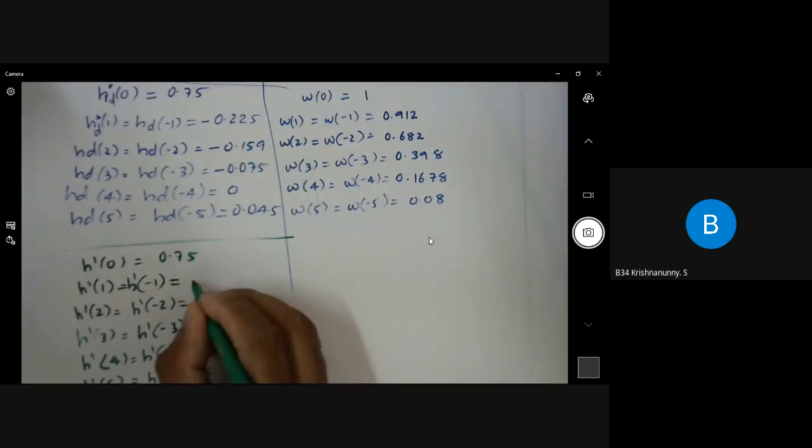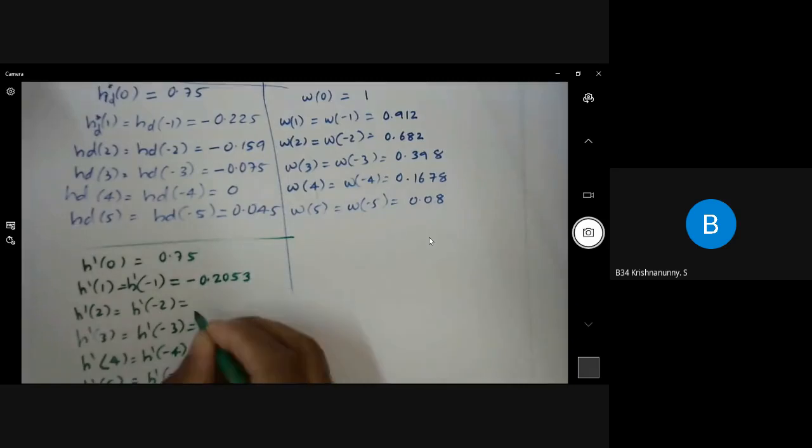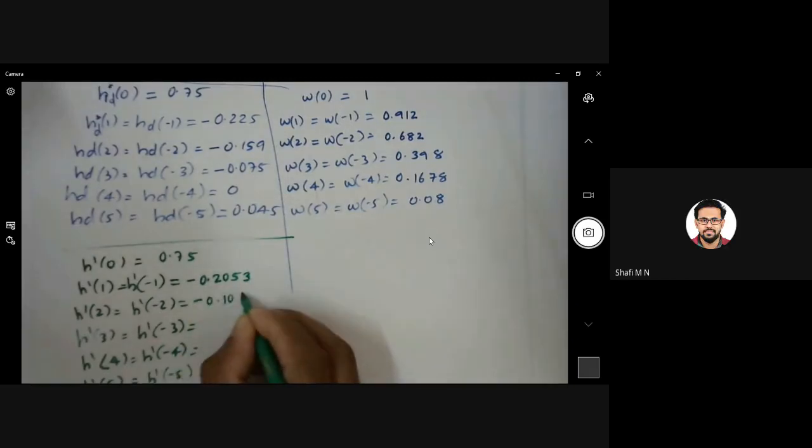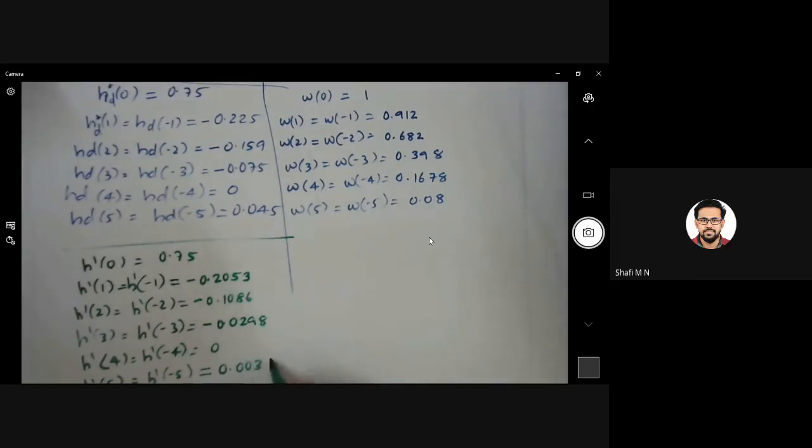0.75, minus 0.2053, minus 0.1086, minus 0.0298, 0, 0.0036.